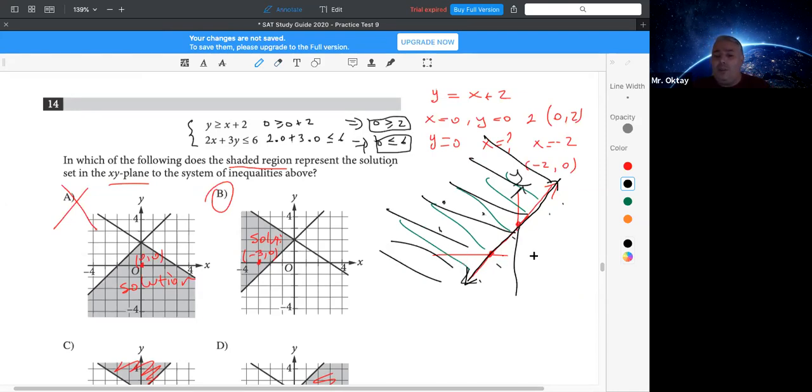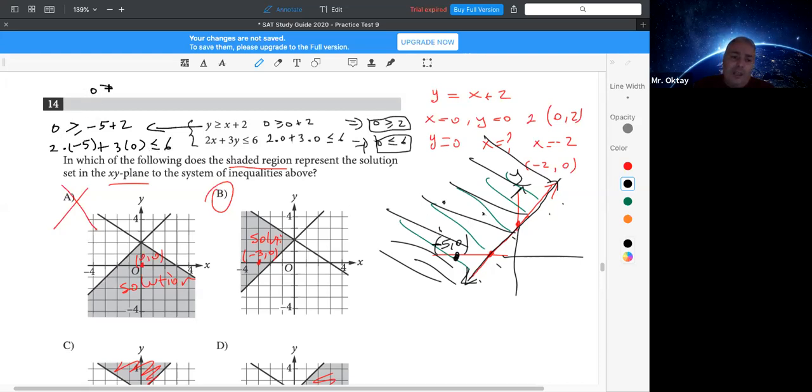Do we need an example to see its proof? Let's do it. For example, this point in the region is negative 5, 0, since this was 2, I think. Put it here now. 0 is greater than or equal to negative 5 plus 2. I satisfy this. The second one: 2 times x, so negative 5, plus 3 times y, which is 0, less than or equal to 6.